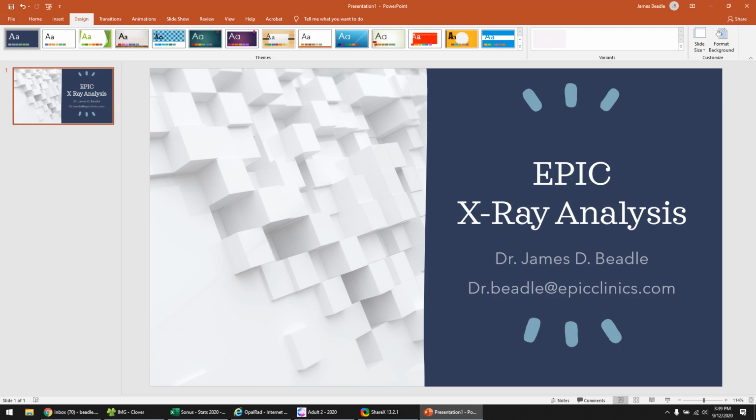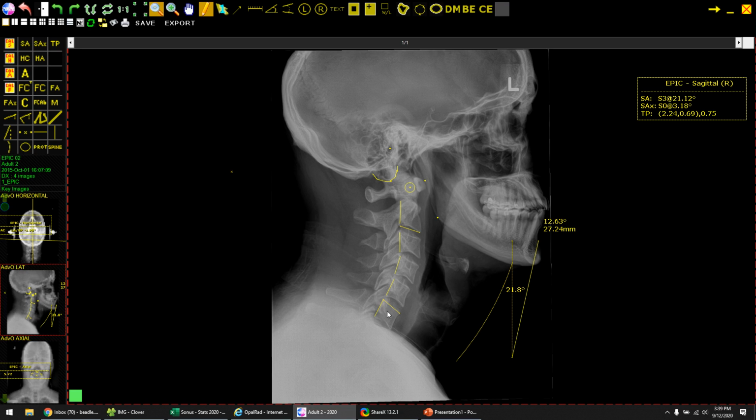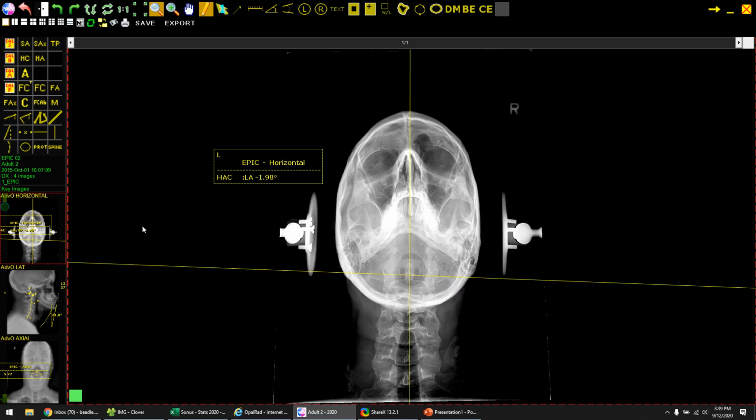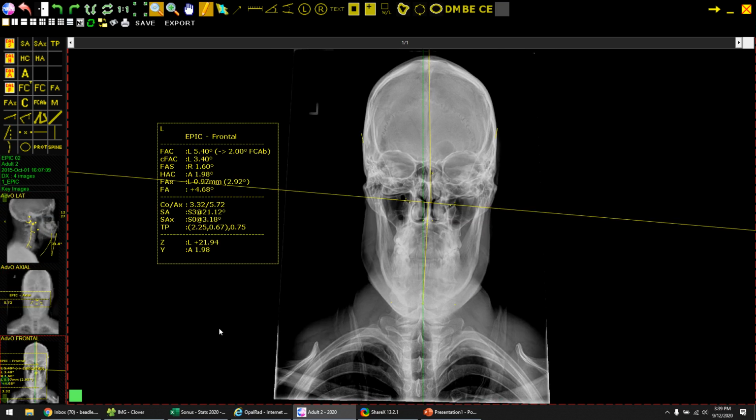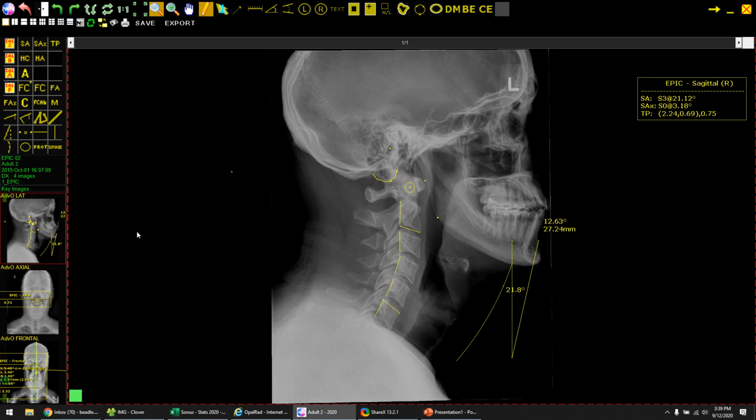All right, so I pulled up an X-ray so we can just kind of dive right into it. First of all, there's four views that we're looking at. You have what we call the sagittal view, a horizontal view, an axial view, and then a frontal view. From the sagittal view, we need to see the skull and all seven vertebrae, obviously with atlas right in the middle, so we can see clearly what's going on there.